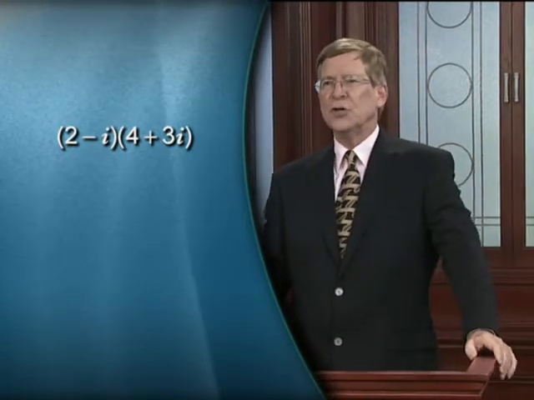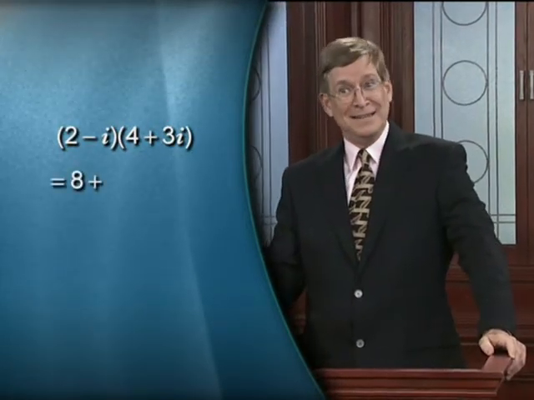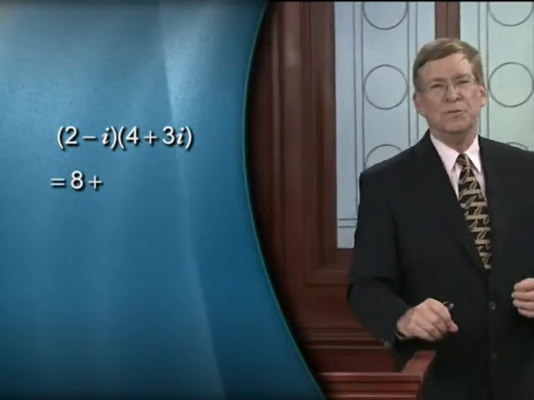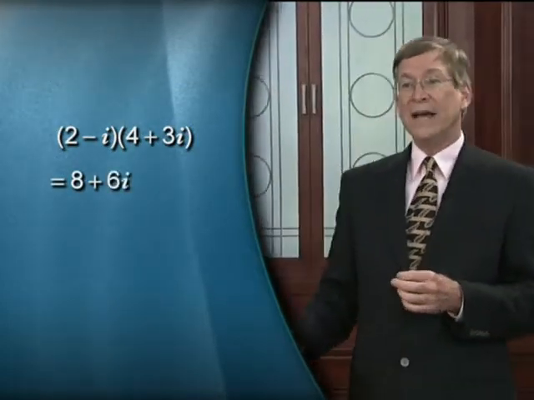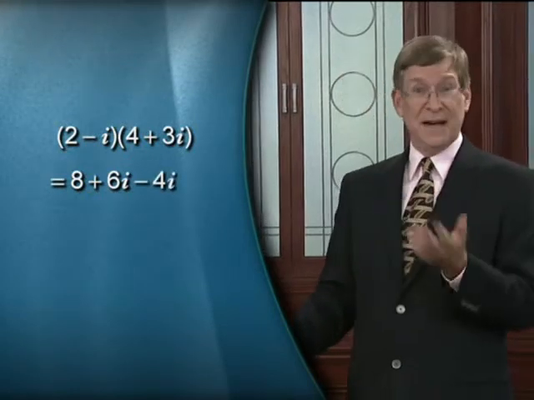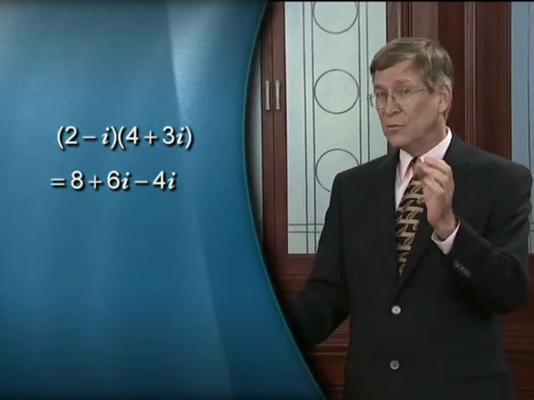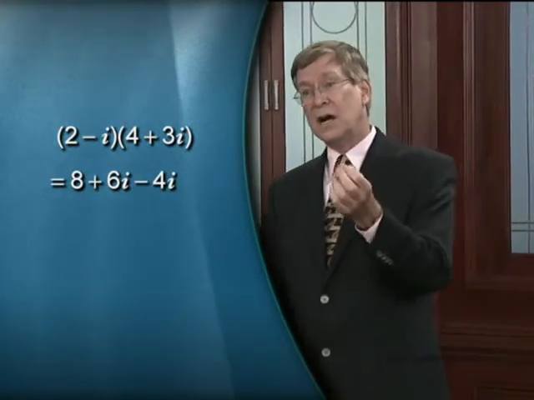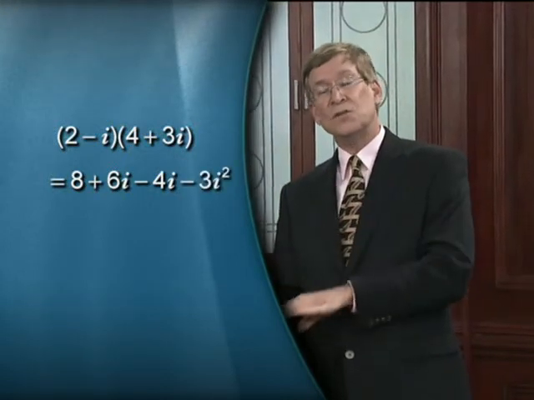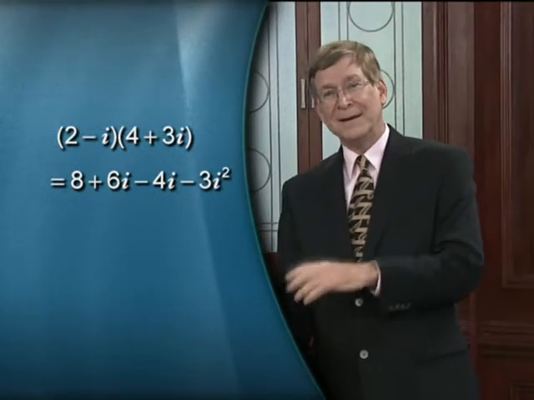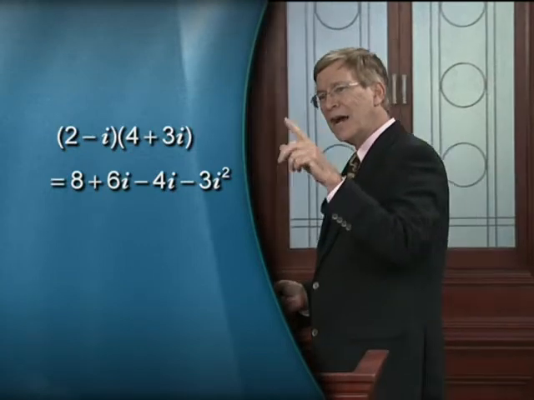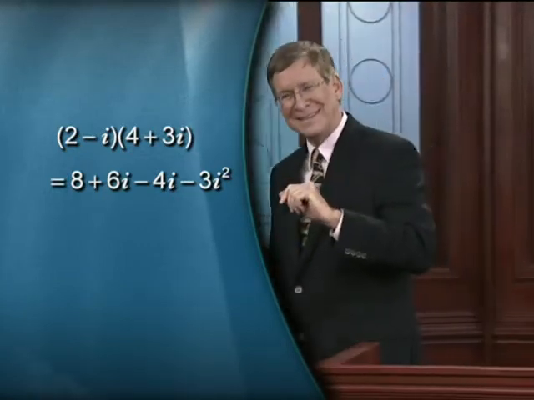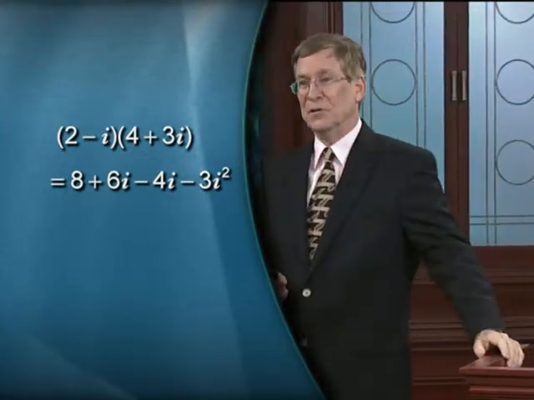So let's do it. 2 times 4 is 8. 2 times 3i would be 6i. Minus i times 4 is minus 4i. And now comes the only tricky part. Minus i times 3i is minus 3i squared. But wait. i squared is minus 1, isn't it? So that's actually going to be a real number in a moment.